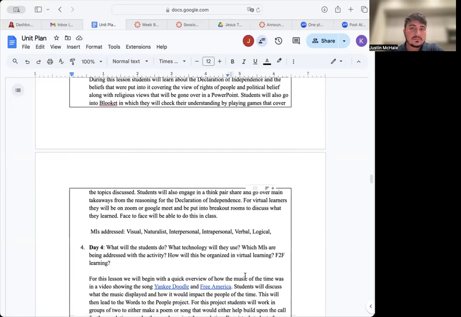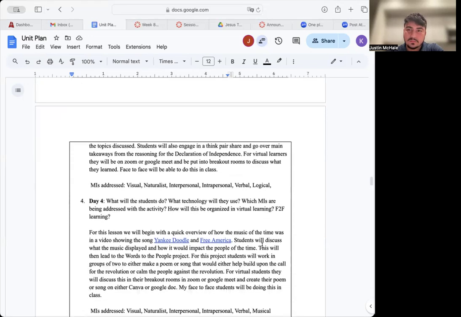And we'll also be doing a think, pair, share, where students will be talking about why they think the Declaration of Independence was important and some of the things that were put into it. And then for this one, our virtual learners would do this in breakout rooms while people face to face would be doing it in the classroom.